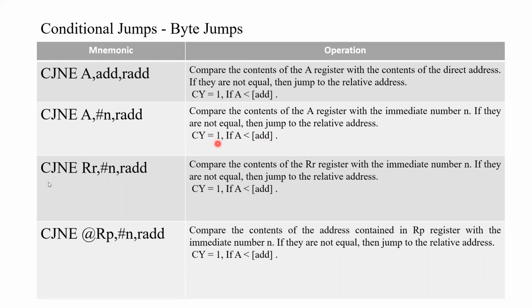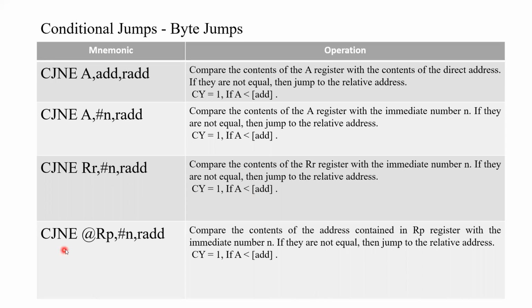And similarly, CJNE Rn comma hash N, right? The contents of Rn register, R0 to R7 register, you can use it here. And if the content of that register is not equal to the immediate number N, it will jump to the relative address. And if the contents of Rn is less than the immediate number, the carry flag is set to 1. Make the correction here: the carry flag is set to 1 here.